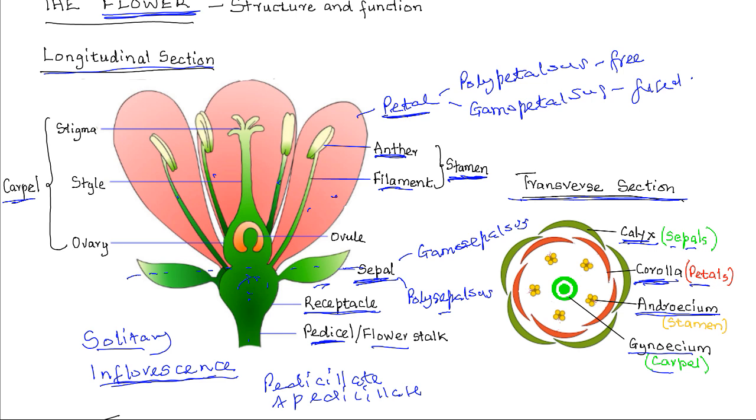Each anther has two lobes in which the pollen sacs are found, where pollen grains are produced. That is, each anther has two lobes, which in turn bear the pollen sacs. It is in these pollen sacs where the pollen grains are formed.